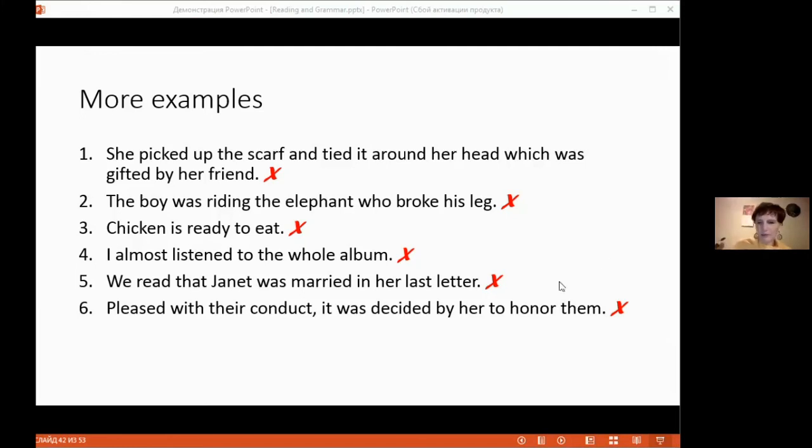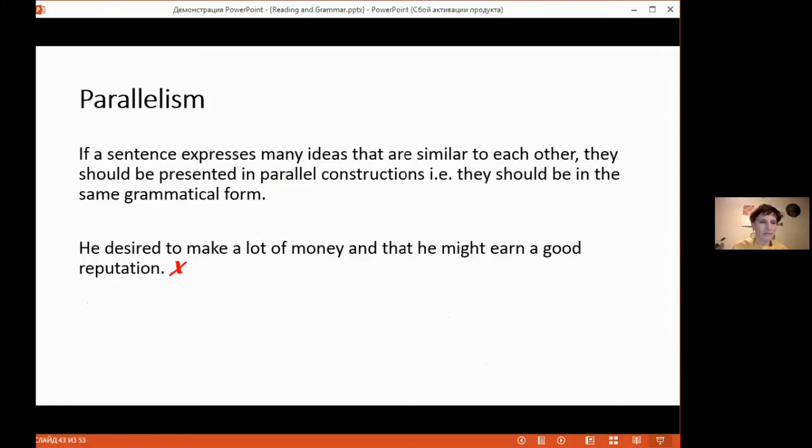All right, thank you very much for your very productive work. Let's look at the next type, parallelism. Well, parallelism in a sentence, we see it if the sentence expresses more than one idea, which are similar to each other. And of course, here, in a sentence, we need to present them in parallel constructions. They should be in the same grammatical form. And here is again a sentence for you.